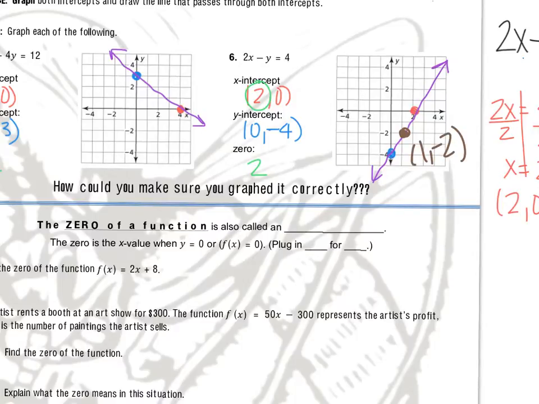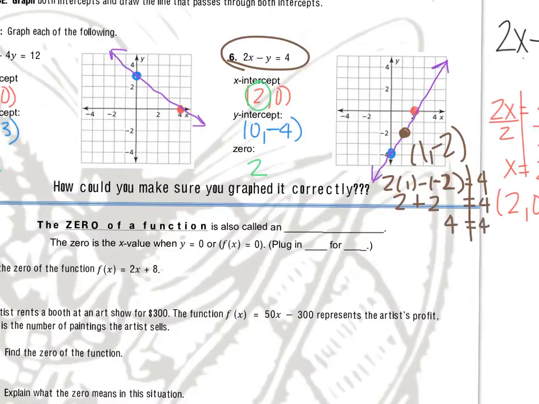So if I were to plug those values back in here for x, so do 2 times 1 minus negative 2, and see if I get 4. Well, on the left, 2 times 1 is 2. Negative 2, or minus negative 2, is plus 2. And 2 plus 2 is 4. And 4 equals 4. So that means I did this correctly.